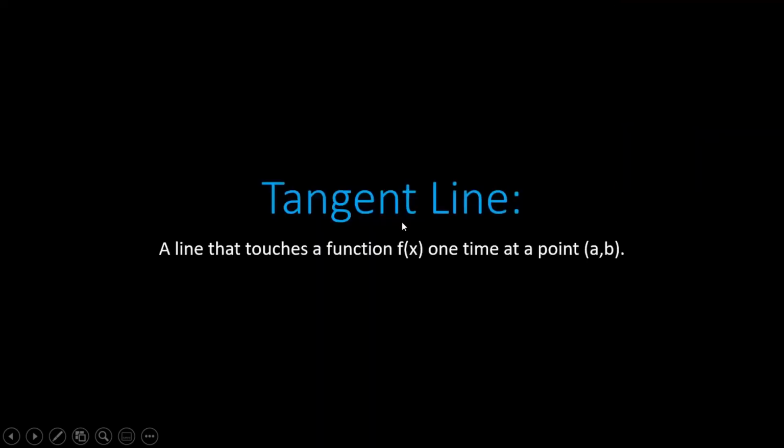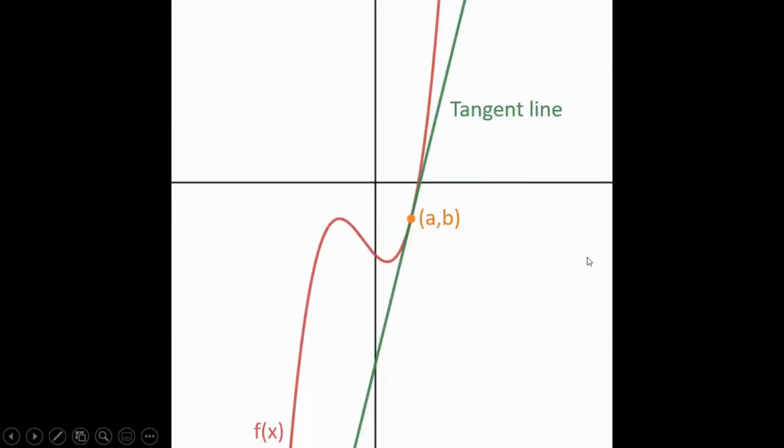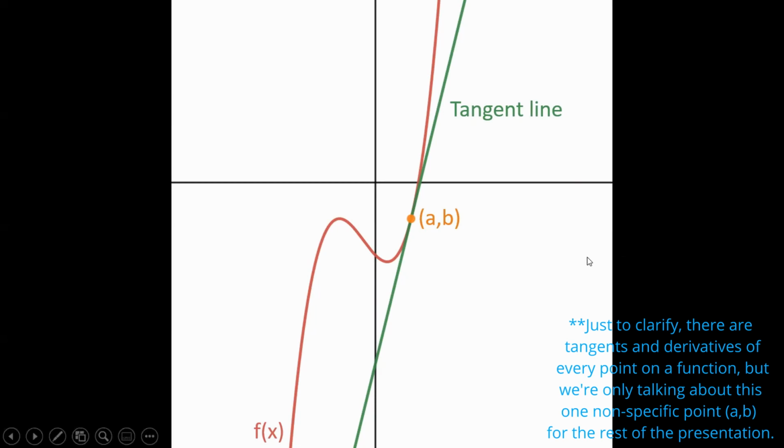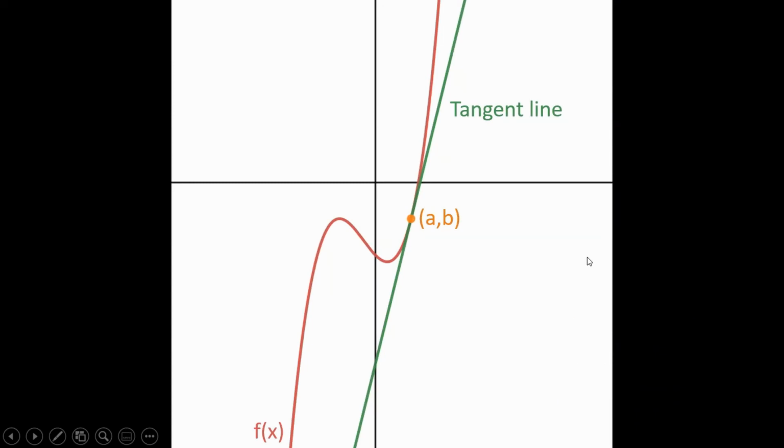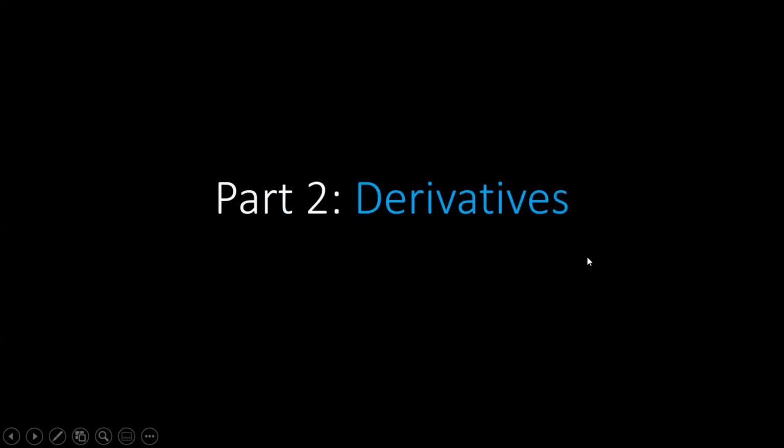A tangent line is a line that touches a function f of x one time at a point AB. So yeah, that's literally all a tangent line is. It's a line that's kind of touching the function. I'll go back to the graph. And it's touching the function at a very important point, AB. And we'll talk a little bit more about tangent lines in our next section, part 2, derivatives.